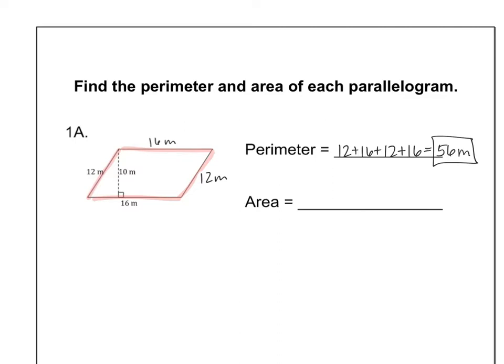But next they want us to find the area. Now remember our formula for area of a parallelogram. Area is going to equal base times height. So think about what's the base here. Well, I would call the 16 the base. And what's the height here? The height is going to be that dotted line, or the 10. So I do 16 times 10, which is 160. And when you label area, it has to be units squared. And so in this case, it's meters squared.